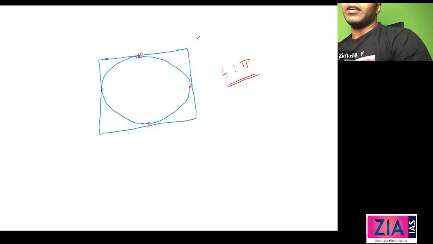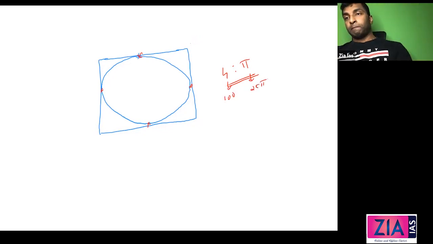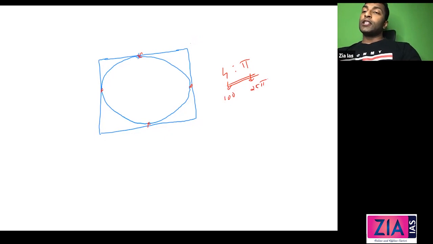If this is 100, this will be 100 by 4, right? So if the square is 100, instead of 4, it is 100. So this will be 25 pi. Just divide by 4. Correct? And put a pi. So this is going to be the ratio.